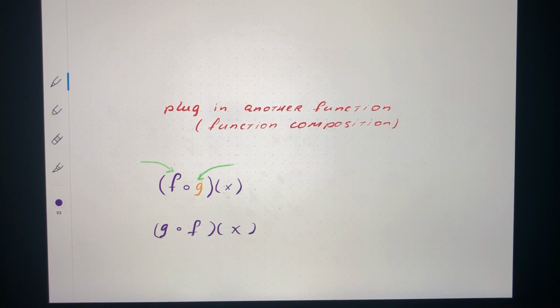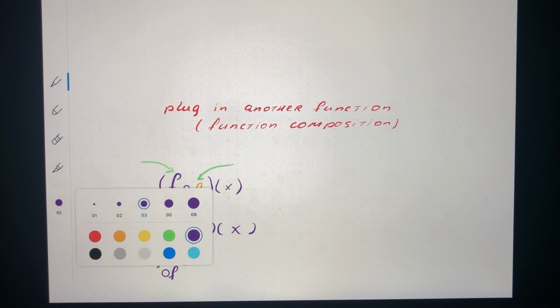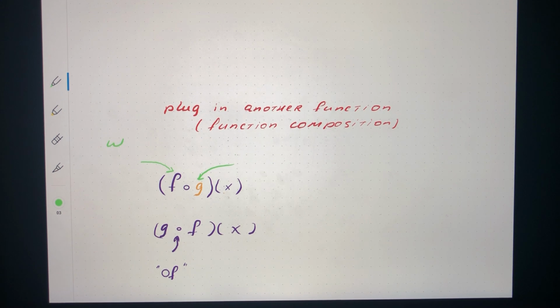And this little circle is read as "of." So it's g of f, or f of g. And what this notation means is the first letter is where to plug in, and the second is what to plug in.